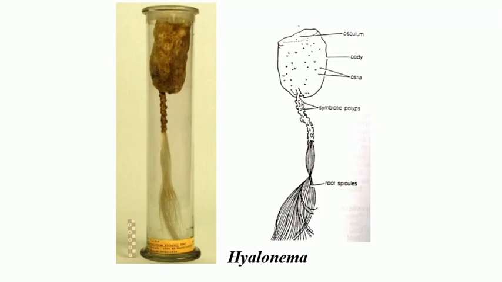Can anybody tell me the common name of this specimen? Hyalonema का common name क्या है? ग्लास रोप स्पंज का नाम सुना है? ग्लास रोप स्पंज नहीं सुना. So this is called as the glass rope sponge. Why this is called the glass rope sponge is that you can see here that the tail or the posterior part of the specimen looks like it is made up of glass.